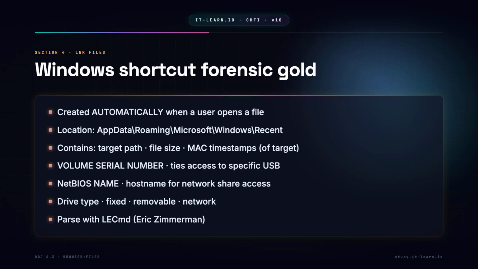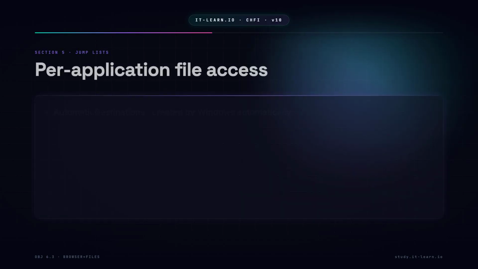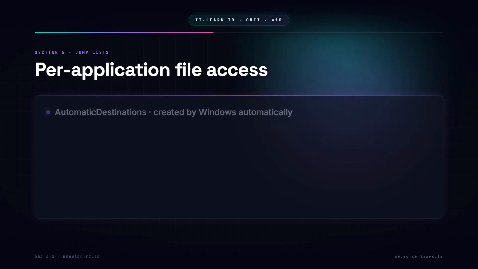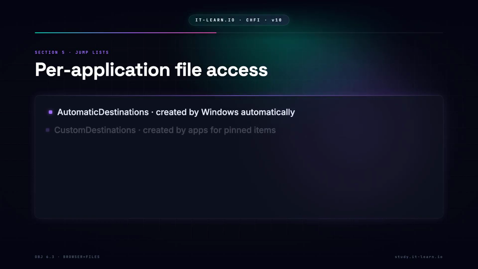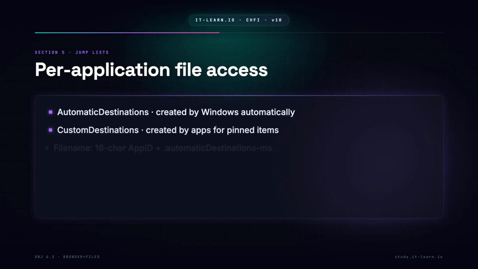LNK files prove a specific file was accessed and tie that access to a specific USB or network share. Parse with LECmd from Eric Zimmerman. Jump lists, a Windows 7 and later feature, show recently accessed files and tasks associated with each application. Right-click a taskbar icon, that pop-up menu.